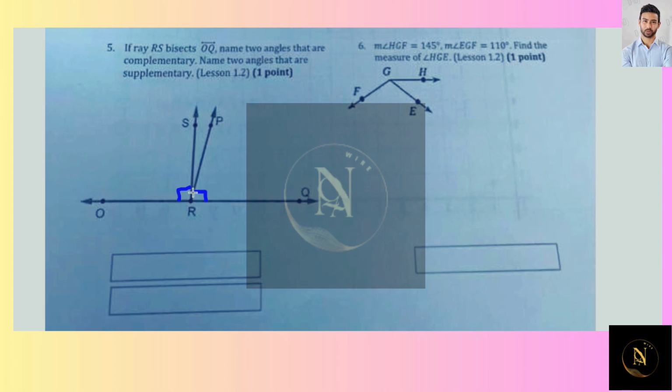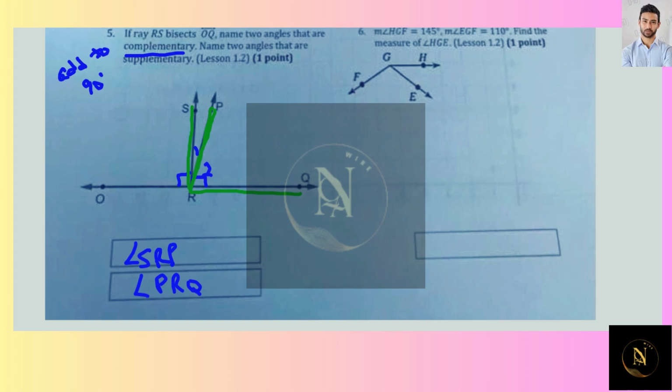Name two angles that are complementary. Complementary means adds to 90 degrees. So SRP and PRQ together, those two angles together would add up to 90 degrees. That's the definition of complementary. So angle SRP and angle PRQ is the way to name them.